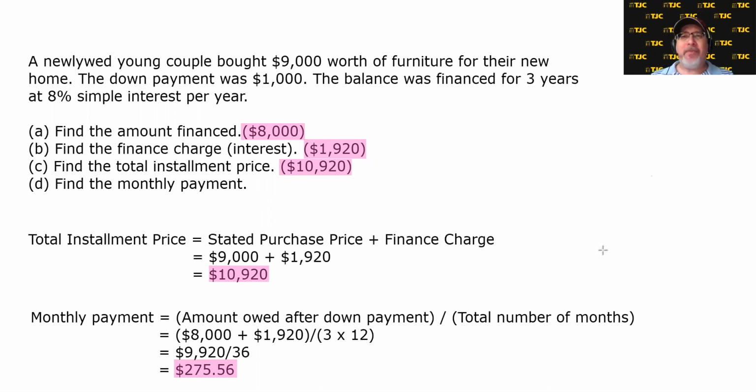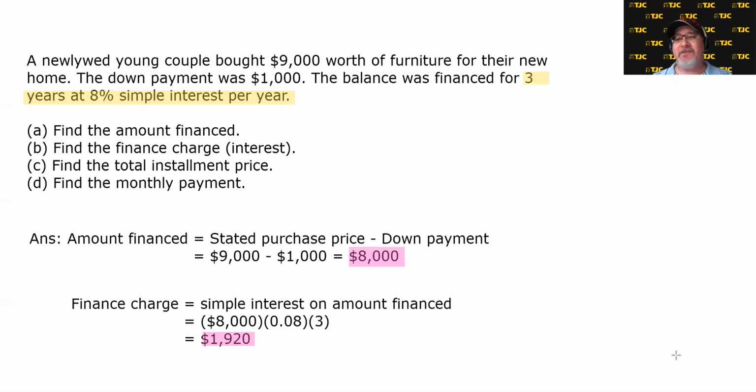All right, so I stress again, don't get hung up on trying to memorize formulas for monthly payment, total installment price, amount financed, finance charge, all that stuff. Understand how everything's related together and ask yourself, how do I take the information that I have to get the information that I want?